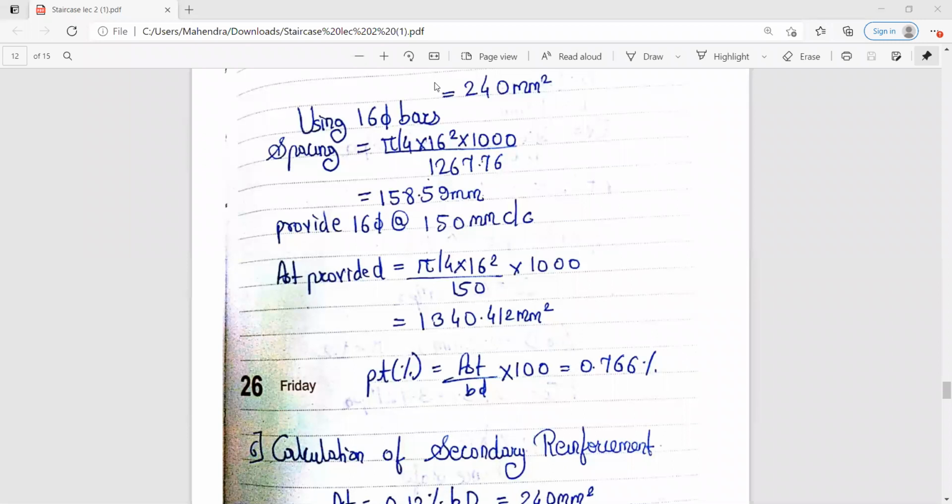आवाज नहीं आ रही है, ब्रेक हो रही है. Okay, this is very simple. That is spacing, AST required and percentage minimum. So do up till here. Then we shall proceed for the secondary reinforcement.